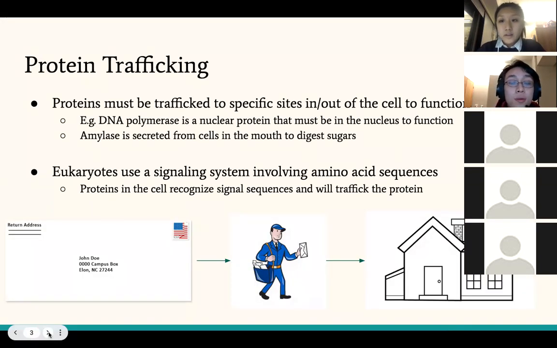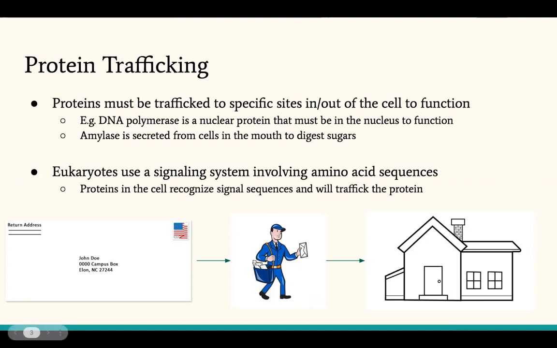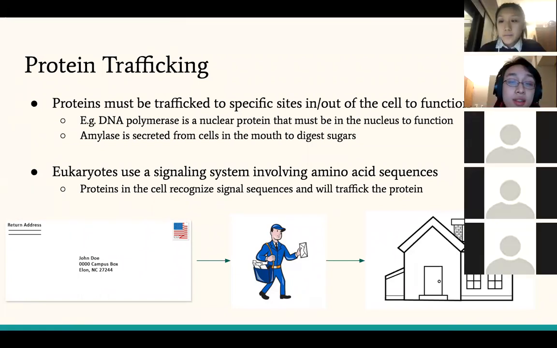Basically, the idea is proteins are location specific. Certain proteins are localized to the nucleus, and other proteins are localized to different areas like the ER or whatnot. For those proteins to function properly, they have to be in the proper place in the cell. Protein trafficking is the way the cell manages to move proteins to their specific location. In eukaryotes, they use a signaling system involving amino acids.